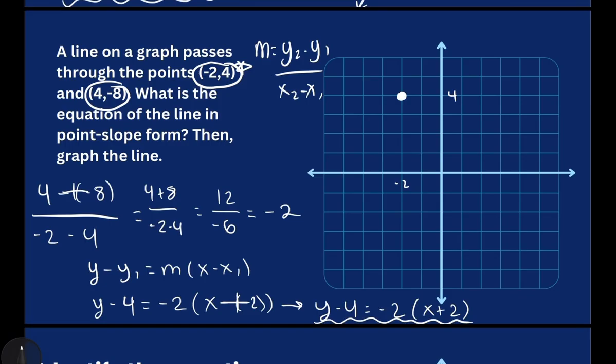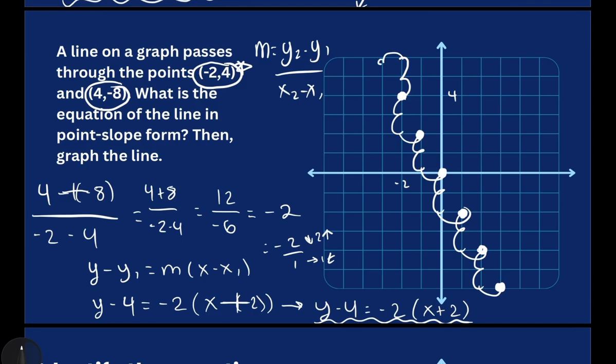And from here, I see that my slope is -2, meaning I'm going to go down 2 and to the left 1. So from this point, I'm going to go down 1, 2, and to the left 1, and keep repeating down 2 and to the left 1 for the next points. And I could also do the opposite, for example, right here, up 2 and to the right 1. And then from here, I will connect all of my points. And that is how I draw my line.